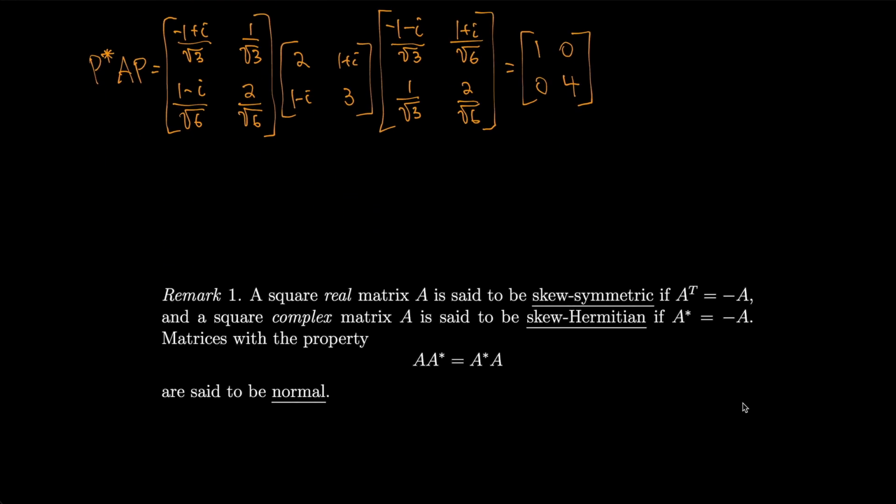A square real matrix A is said to be skew symmetric if A transpose is minus A, and a square complex matrix A is said to be skew Hermitian if A star is minus A. So it's like almost Hermitian. Matrices with the property AA star equals A star A are said to be normal.